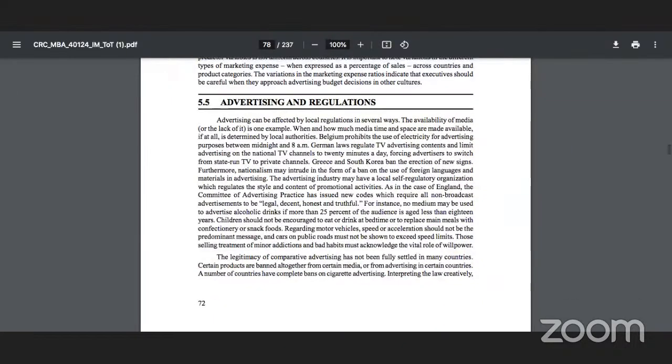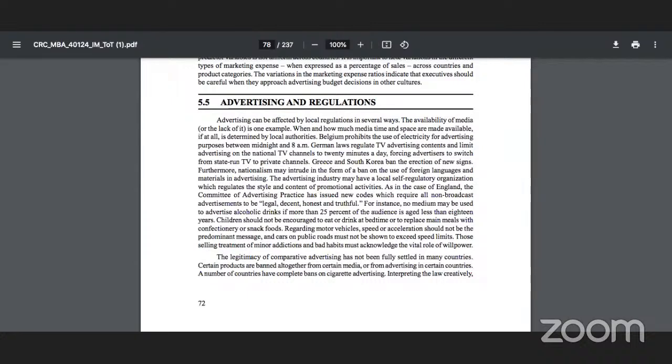So, advertising and regulations. Advertising can be affected by local regulations in several ways. As long as we are selling within our country, we have a certain set of rules. But there are also a lot of rules in terms of how our products are being advertised across countries. What are the legal terms that the government has set forth? What are the socio-cultural norms being followed in that particular country? What are the consumers' perceptions and demand like? What is it that they are most familiar with? Which broadcasting media do they most consume? And so on and so forth.